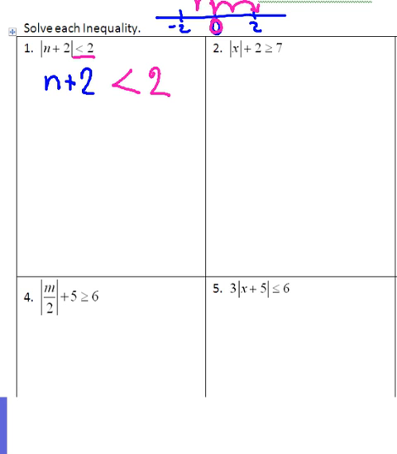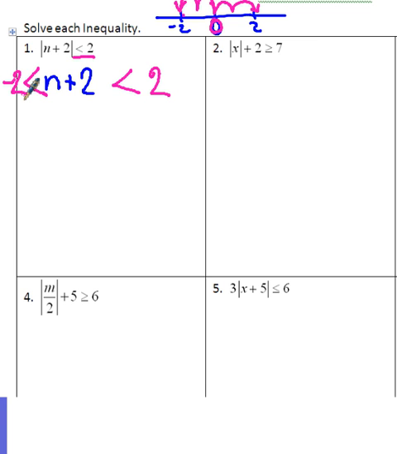But it can also be here. It can be between -2 and +2. So that's what we have to write down: -2 is less than n plus 2, and that's less than 2. This is how we rewrite this problem, and then it's our turn to solve it.